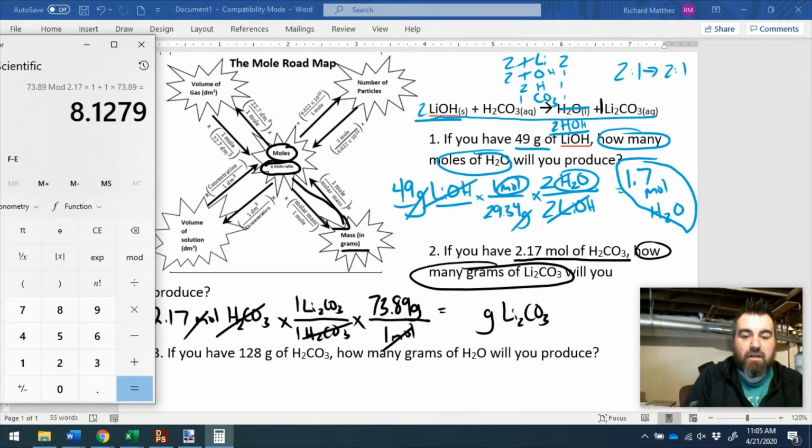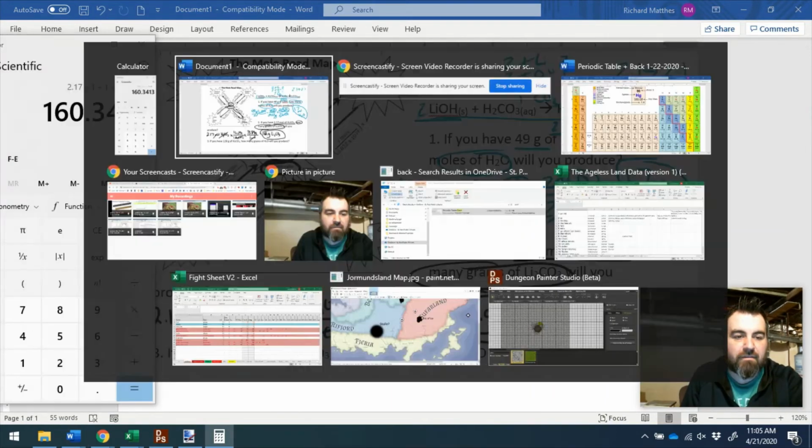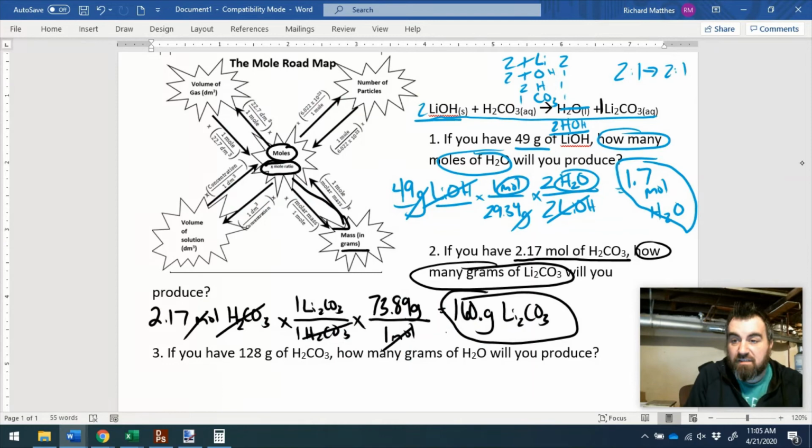73.89. That's my grams, and that wasn't right because something screwed up. All right, 2.17 times 1/1 times 73.89. This will be better. 160.3413. I've got 3 sig figs, so I can just say 160, and I'll put a dot at the end to say that that is the known number. Okay, that's 2 of the 3.